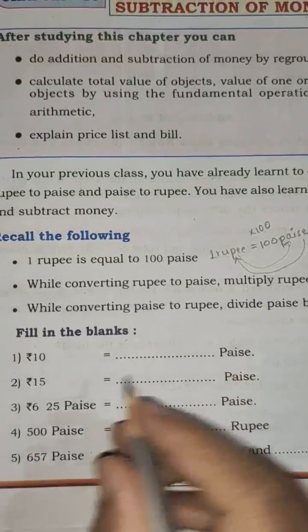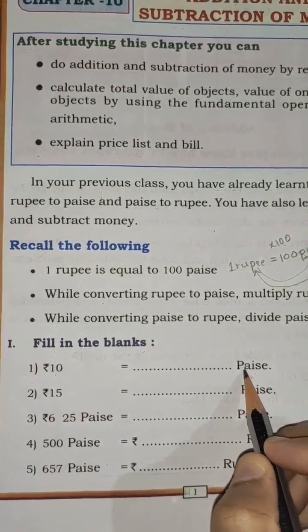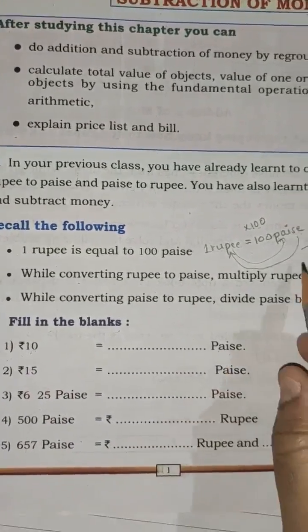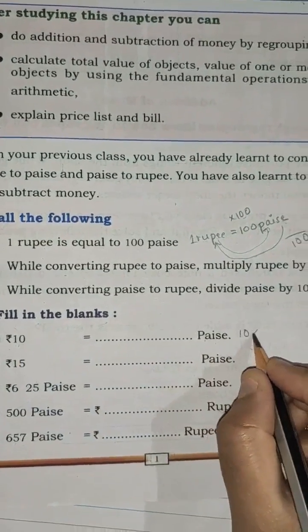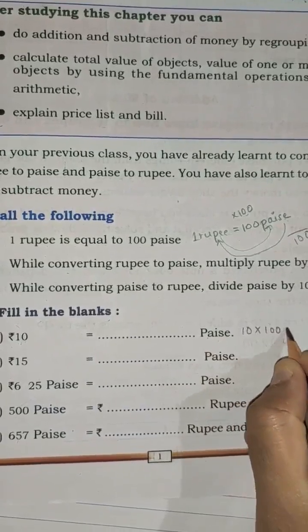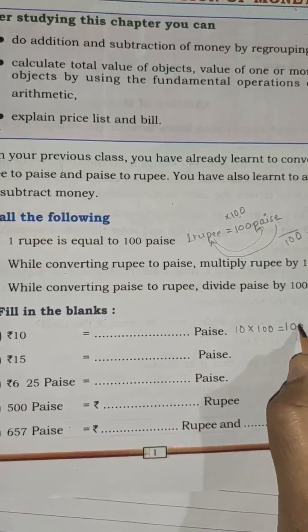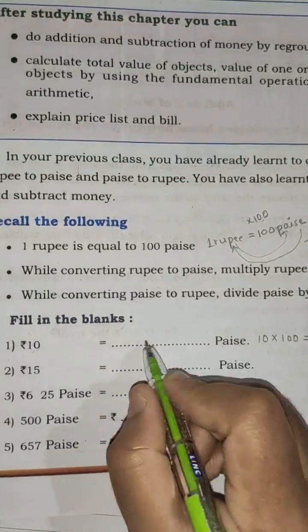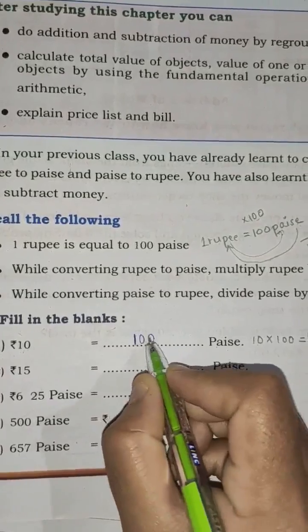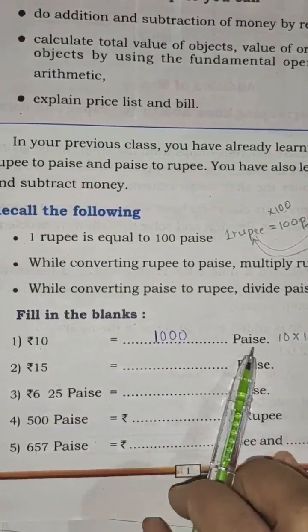So children, here first, how to convert the rupee into paise? We have to multiply by 100. Yes. So let's multiply it. 10 into 100 is equal to how much? You know how to multiply, isn't it? It will be 1000. Means here 1000 paise. So rupee 10 is equal to 1000 paise.